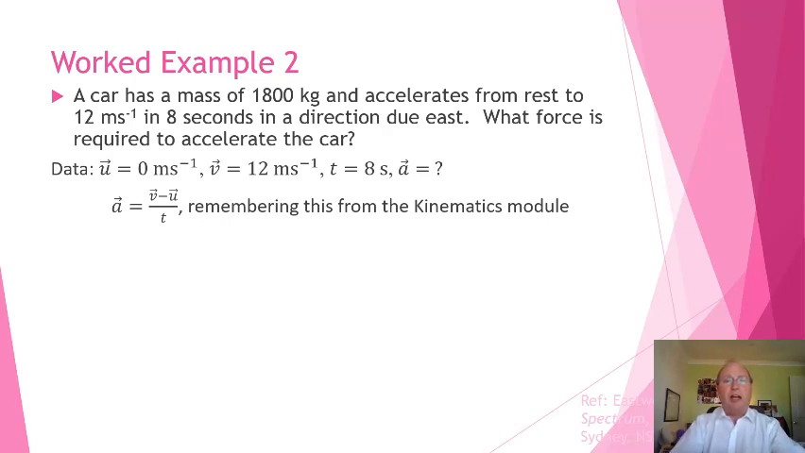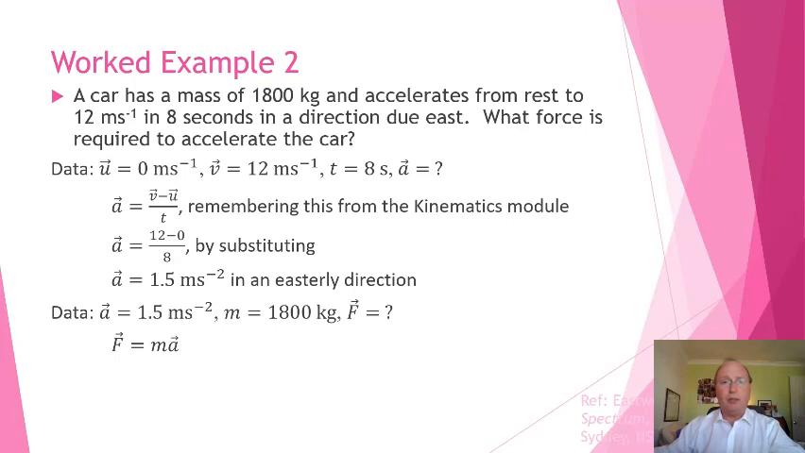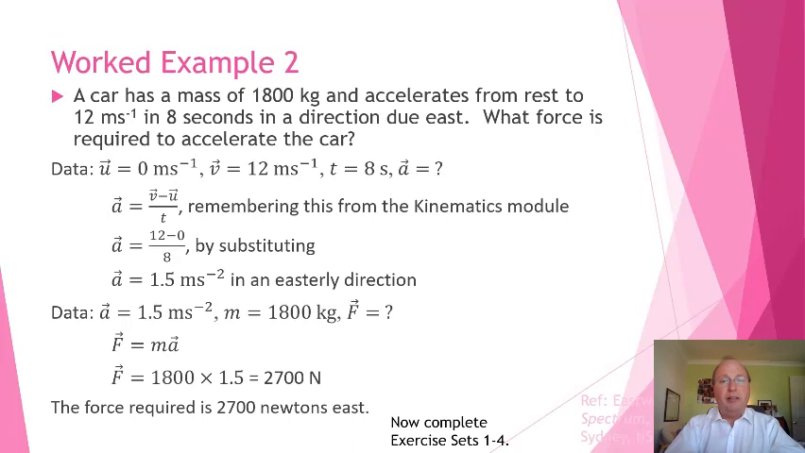First of all, let's find the average acceleration. So a equals v minus u on t. Substituting, we have 12 minus 0 on 8, and then calculating, we have 1.5 meters per second squared, and the direction is an easterly direction. We know the mass, we know the acceleration we've just calculated, we want to find the force. So F equals ma. Substituting, we have 1,800 times 1.5 equals 2,700 newtons. And again, this is the force required, 2,700 newtons eastward.